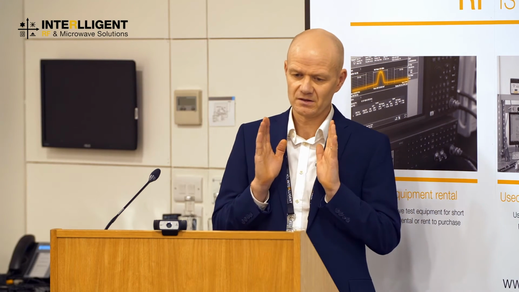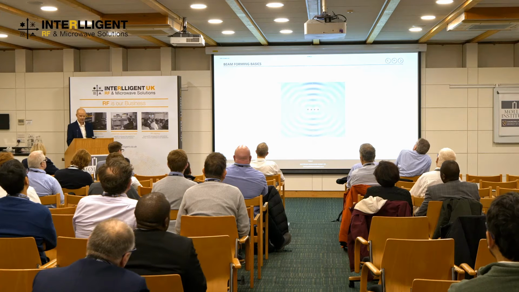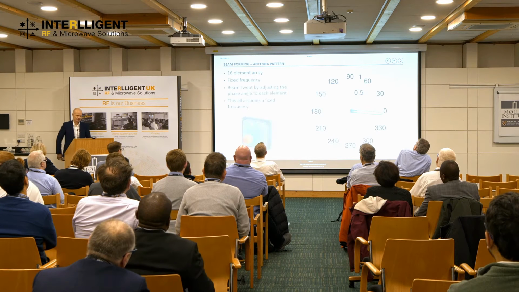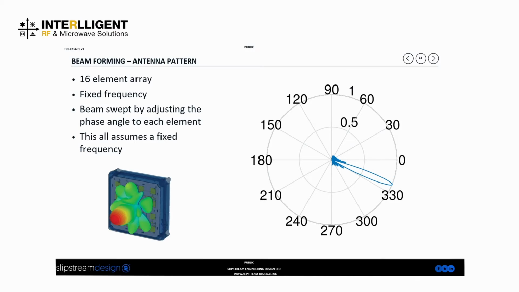This is a fixed beam going off in one direction. And as I think we all probably know, if we adjust the phase to each of those elements, we can steer the beam around. And this is just a two-dimensional cross-section through a 16-element array, which just shows how the beam can be steered around by adjusting the phase shift to each of the elements.